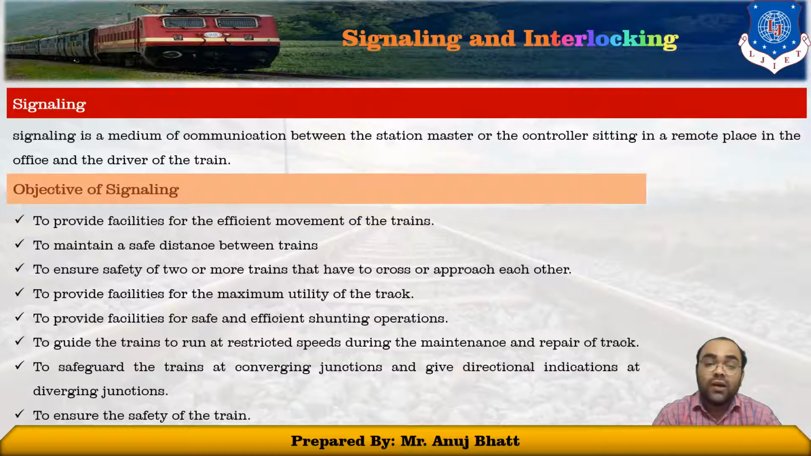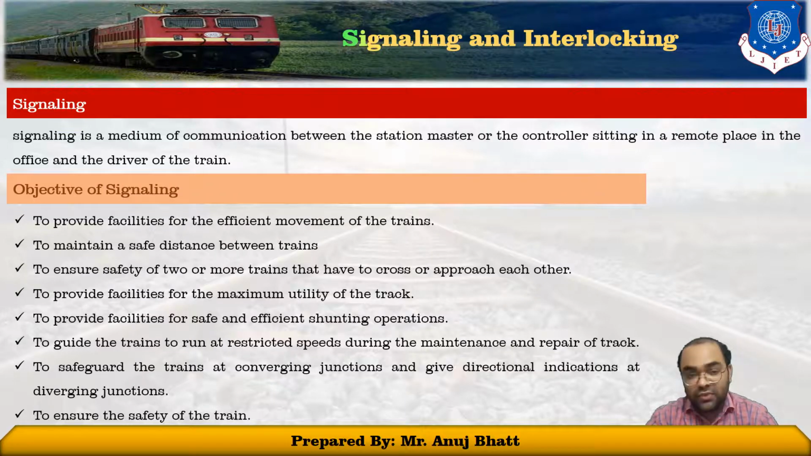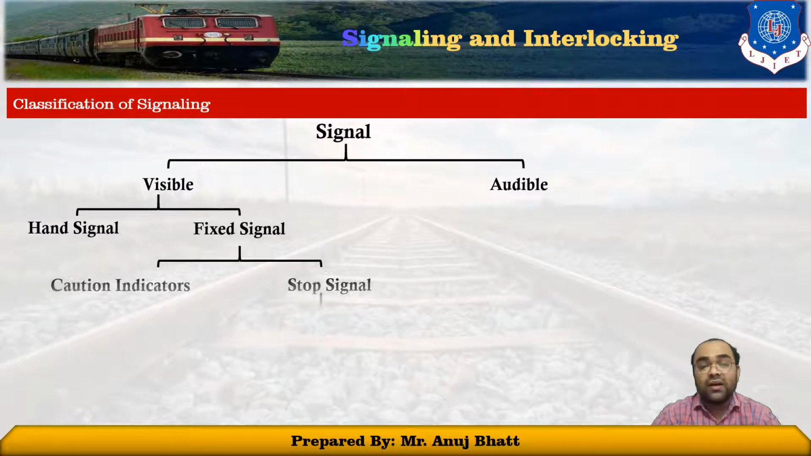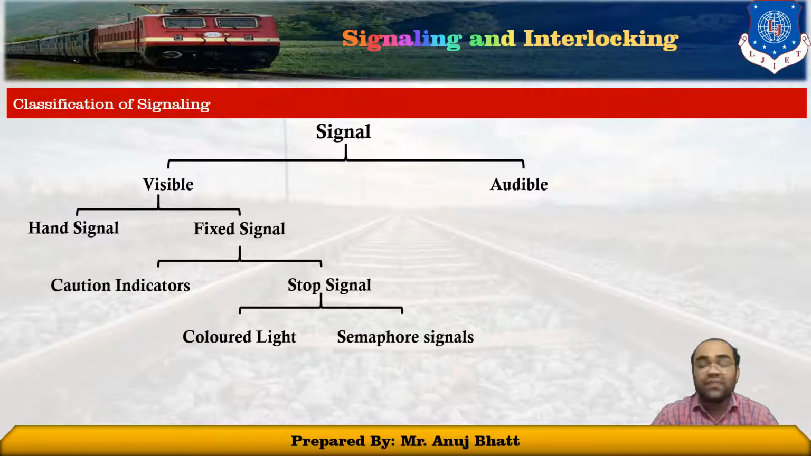Now, these signals are classified into few categories. Signaling is a kind of system or communication, but for that we have to provide some devices which are called signals. So let's see the classifications of signaling. Signals are mainly classified into two categories: visible signals and audible signals. The visible signals are of two types: the hand signals and the fixed signals.